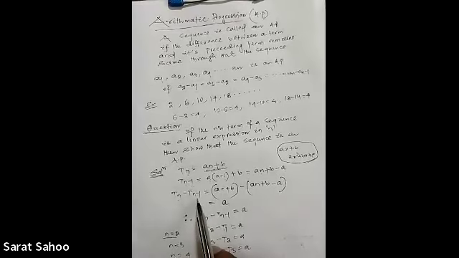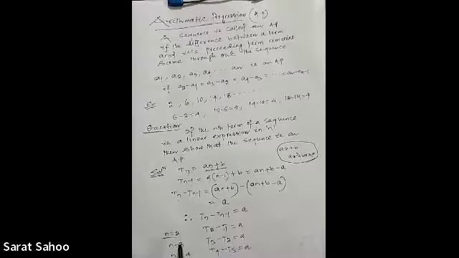So Tn minus Tn minus 1 is a, which is independent of n. If you take n equal to 2, T2 minus T1 is equal to a. For n equal to 3, T3 minus T2 is equal to a. For n equal to 4, T4 minus T3 is equal to a. So the difference between a term and its preceding term remains the same. Now you can say that the sequence is an AP.